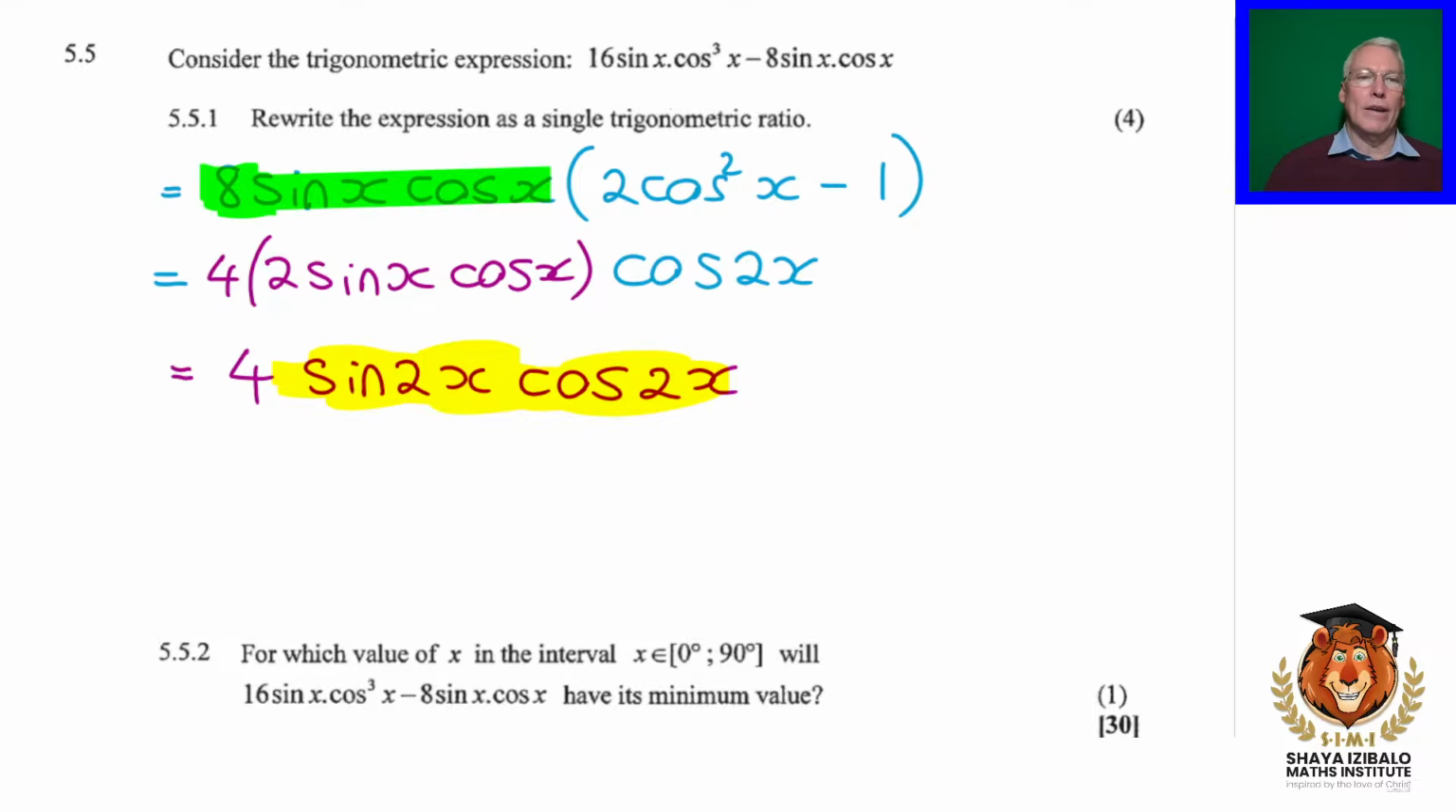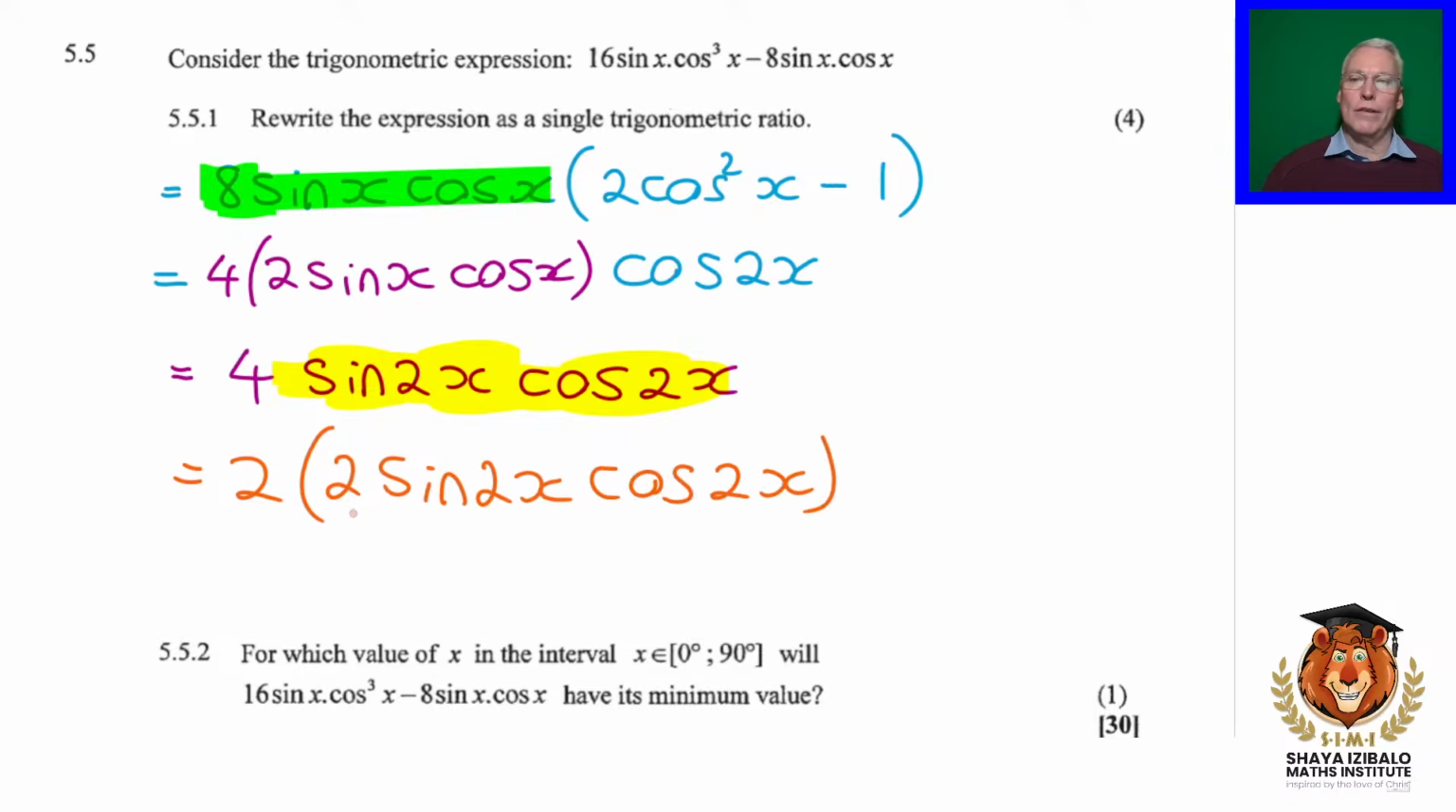So we can do it again. What we can do is write this as 2 lots of 2 sine 2x cos 2x. And 2 sine 2x cos 2x is just sine of 4x. So we actually get a final answer here of 2 sine 4x. Okay, and we've written it as a single trig ratio. There's no substitute for knowing your identities really well. That helps you pick these things and spot them.